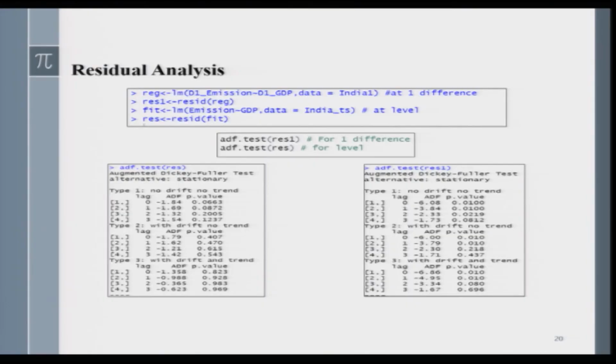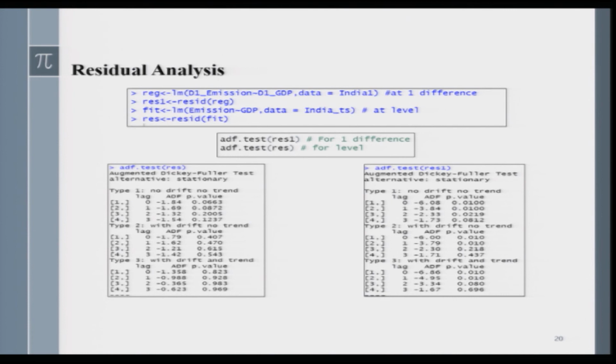So, now we are going to spend a couple of minutes on residual analysis. Here I am going to showcase two different issues. First, suppose you run your regression by following the textbook. You first make your data stationary and work with the differenced data. You then regress the differenced values of emission, d1_emission, on the differenced values of GDP, d1_GDP, and you generate the residual, which is stored as res1.